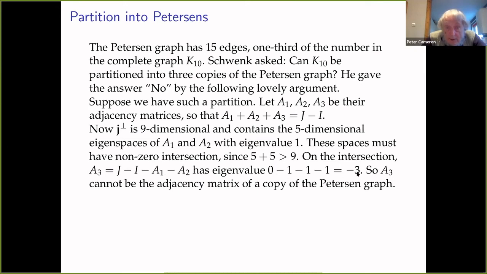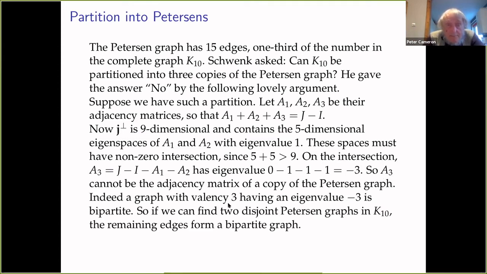or minus 3. Well, if it has eigenvalue minus 3, it can't be the adjacency matrix of the Petersen graph because its eigenvalues are plus 1 and minus 2. So it's not possible for A3 to be an adjacency matrix of a Petersen graph. So you can't partition the edges into 3 Petersen graphs.